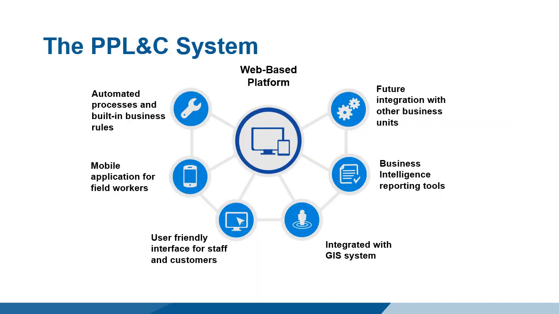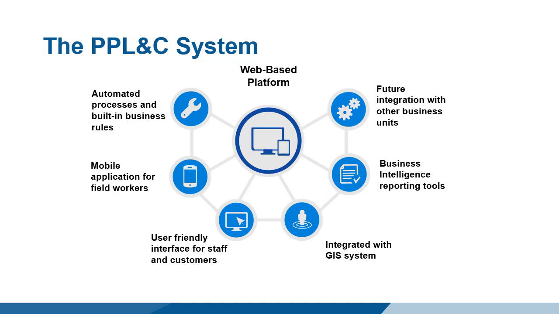The PPL&C system is a powerful web-based platform with built-in best practices and automated processes. The system allows P&D to configure behind-the-scenes business rules to save time and remove manual steps. For example, business rules around zones and boundaries are built in through a link to the municipal GIS database. If a zone or boundary changes, it need only be updated in the GIS system.